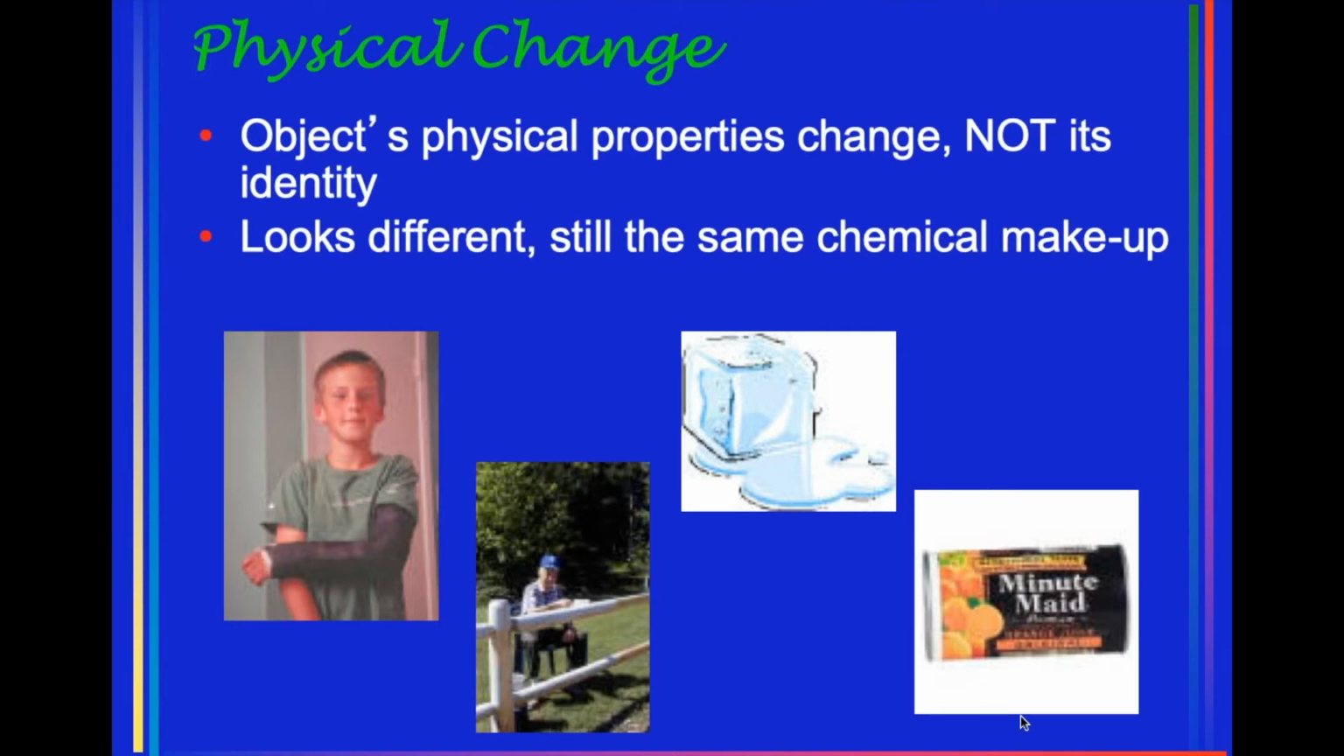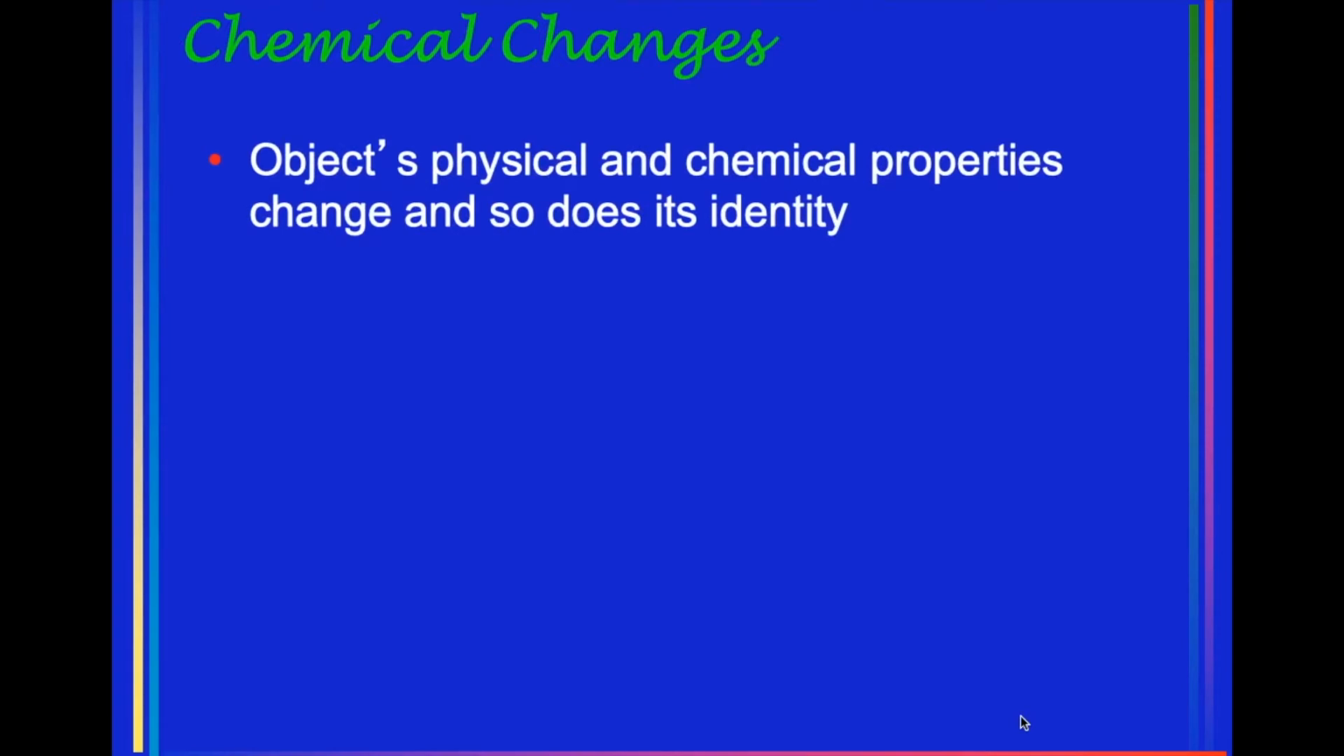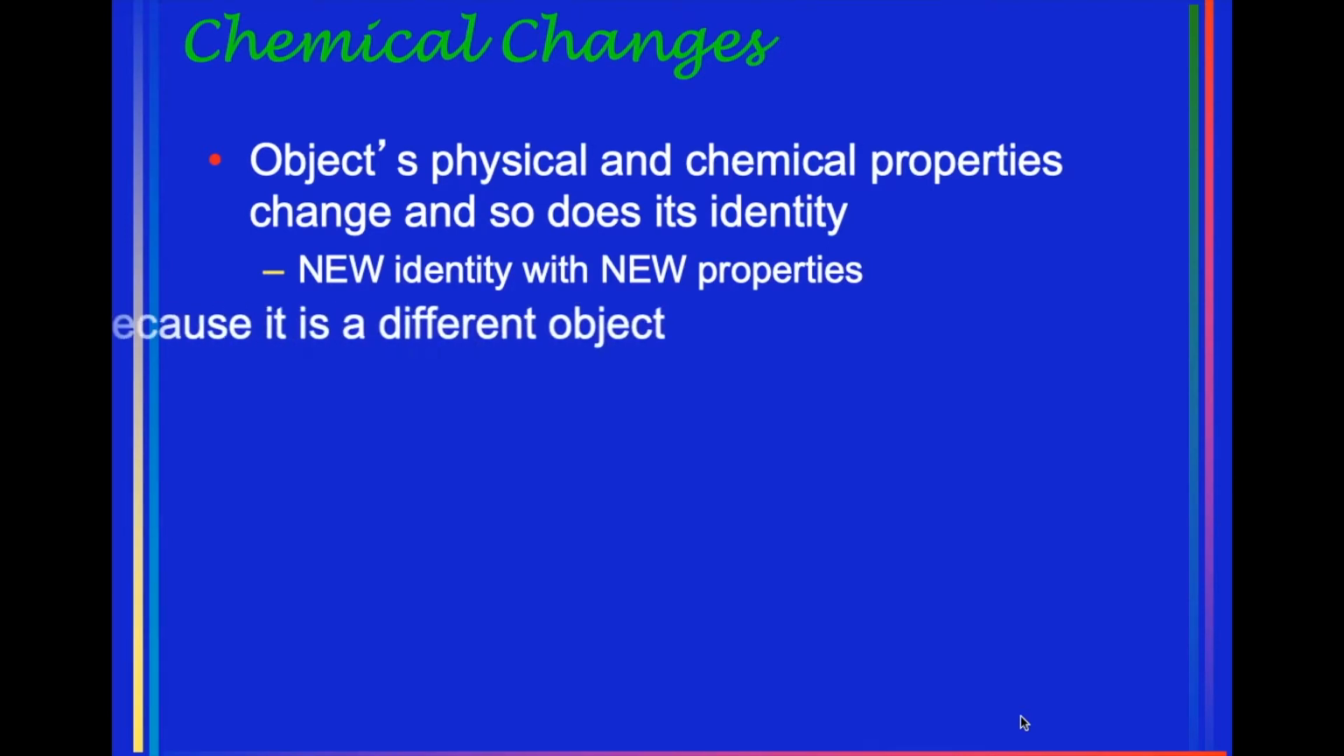So you think about before and after: have the ingredients changed? If the ingredients haven't changed, but it looks different, that's a physical change. A chemical change is where you have changed the physical properties. It looks different, but you've also changed the chemical properties because the identity has changed. It's a new identity with new physical and chemical properties.